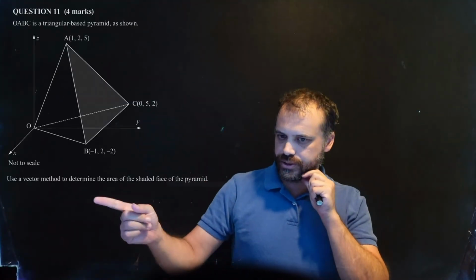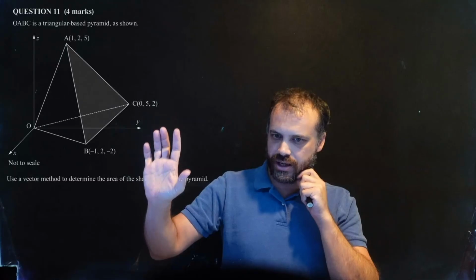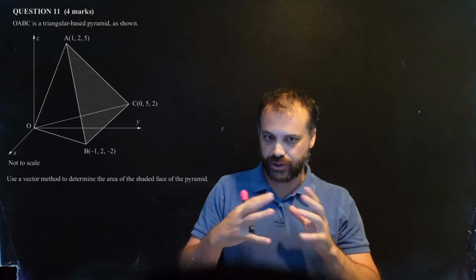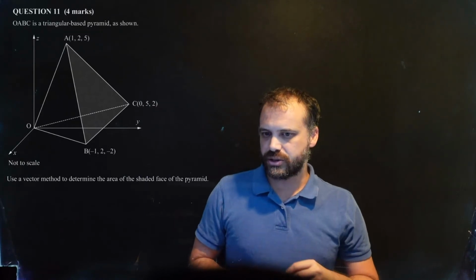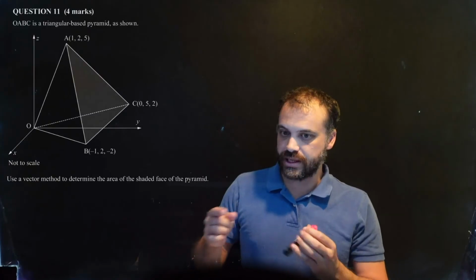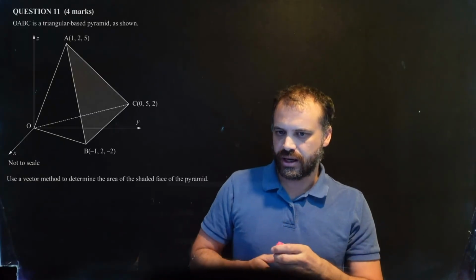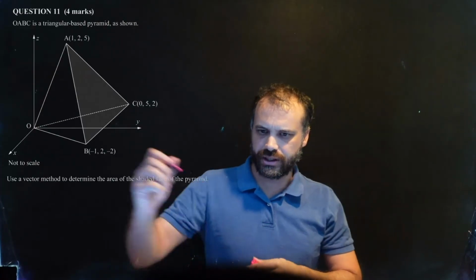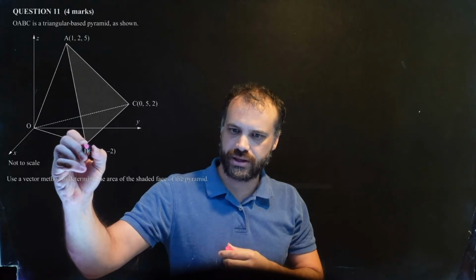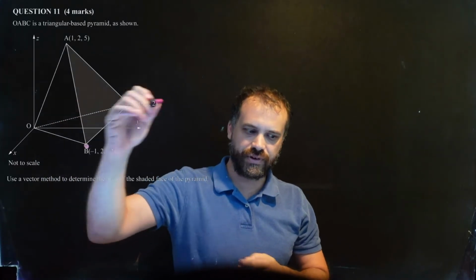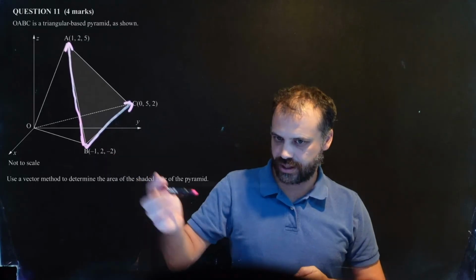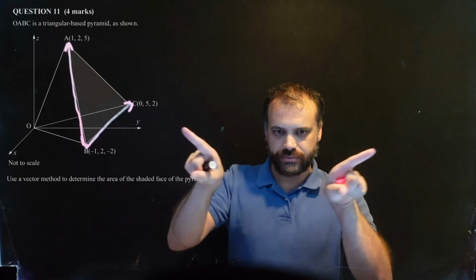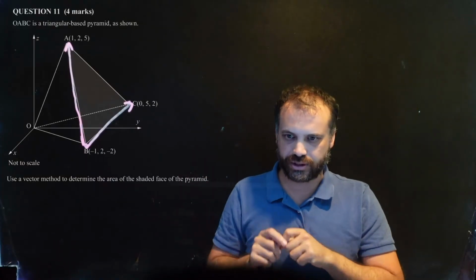All right, so we are going to use a vector method to determine the area of the shaded face of the pyramid. So vector method, triangle, we should be thinking cross product. Now, to be able to deal with a cross product, we need two vectors that are two sides of our triangle. So I can see the starting point B right here, and I'm going to draw a vector from B to A and a vector from B to C. Okay, so there are my two vectors, BA and BC. We want them starting from the same point and emanating outwards like that for this cross product to work.